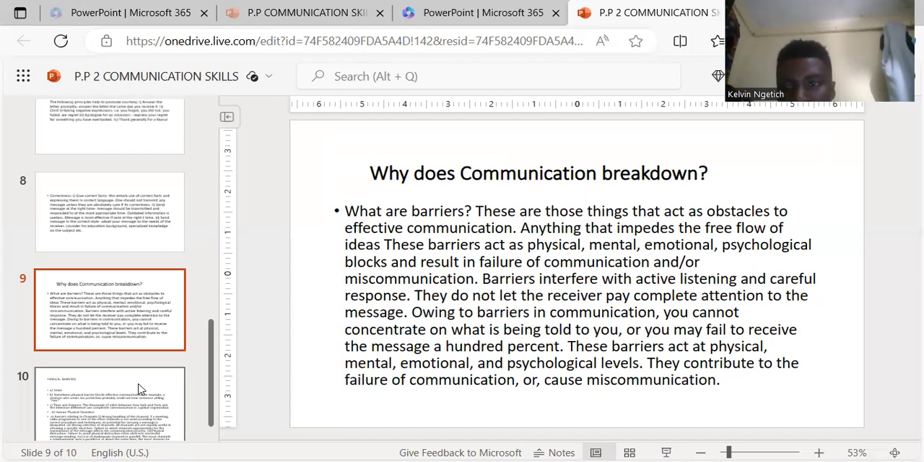They do not let the receiver pay complete attention to the message. Owing to the barriers in communication, you cannot concentrate on what is being told to you, or you may fail to receive the message 100%. These barriers act at physical, mental, emotional and psychological levels, so they contribute to the failure of communication or cause miscommunication.